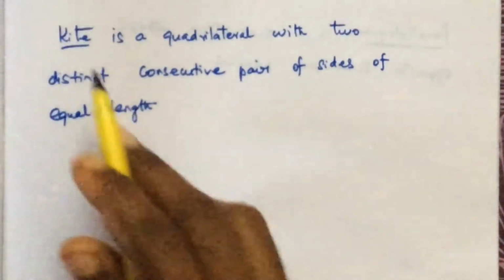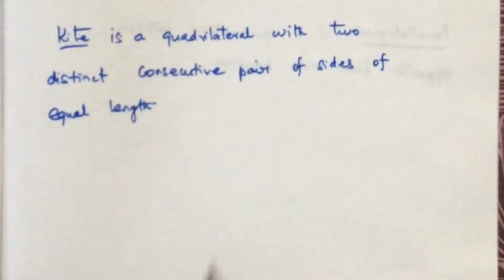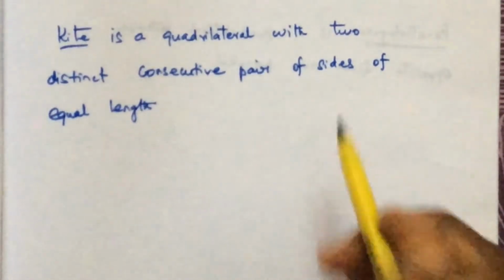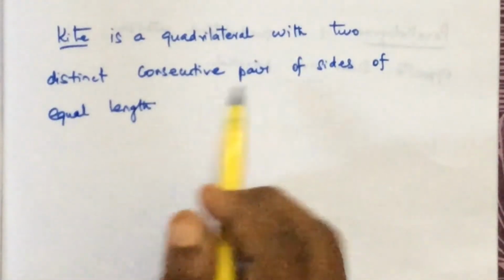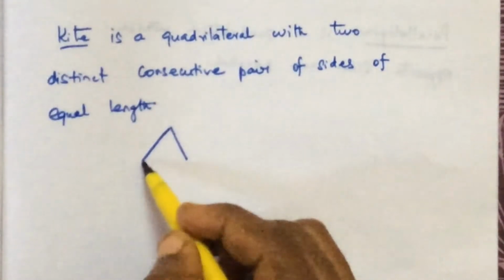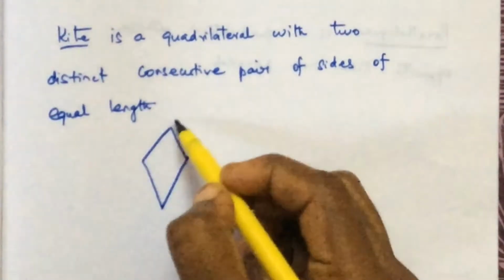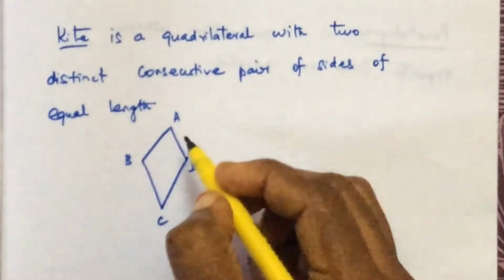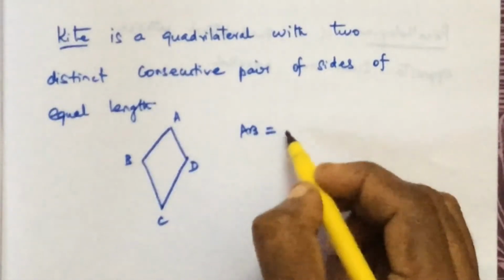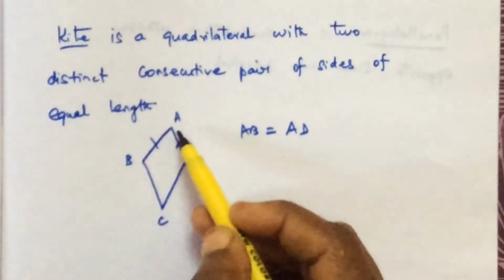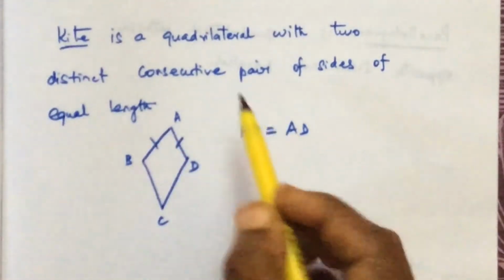The next is the kite. A kite is a quadrilateral with two distinct consecutive pairs of sides of equal length. So again it is a quadrilateral, which means it should have four sides. Here they have mentioned two distinct consecutive pairs of sides of equal length. What does it mean? If you take a quadrilateral A, B, C, D, then AB should be equal to AD. This pair should be of equal length. AB should be equal to AD, that is a consecutive pair.